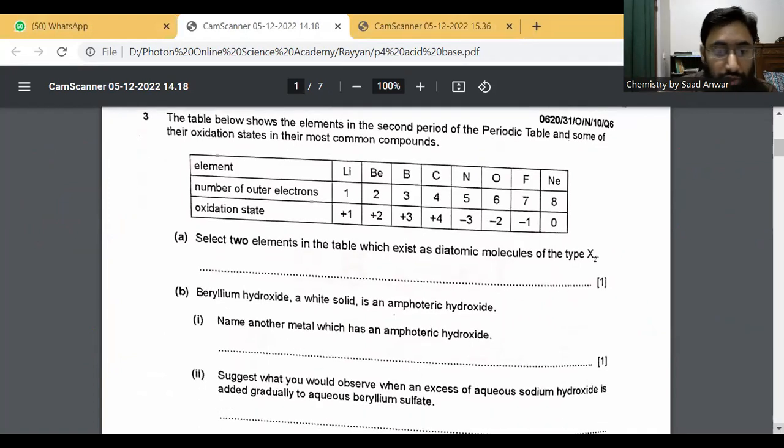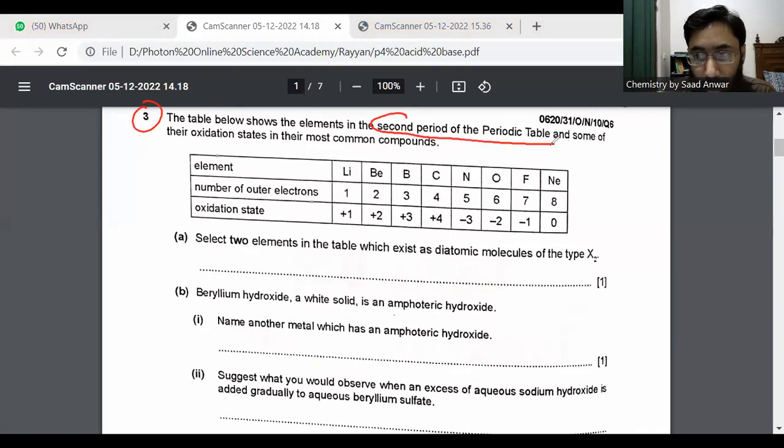Going towards question number 3, the table shows the elements in the second period of the periodic table and some of their oxidation states, and the most common compound of each element. Number of outer electrons and oxidation states are also given. Select two elements in the table which exist as diatomic molecules of the type X2. Okay, oxygen. Let me explain this question.